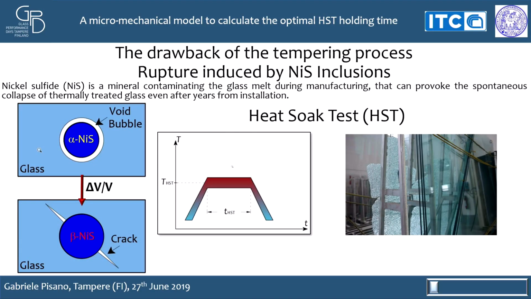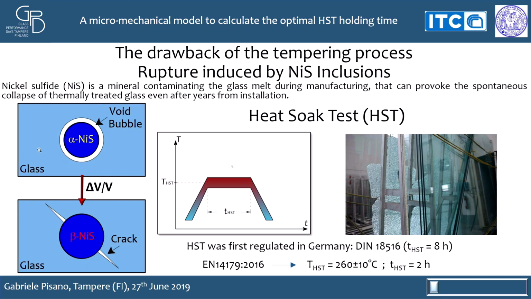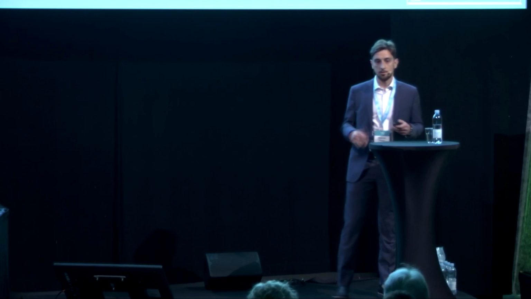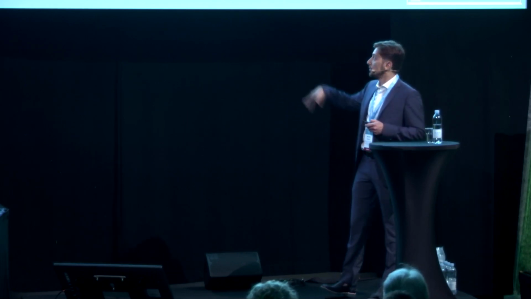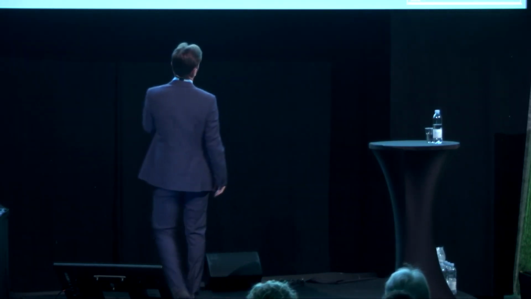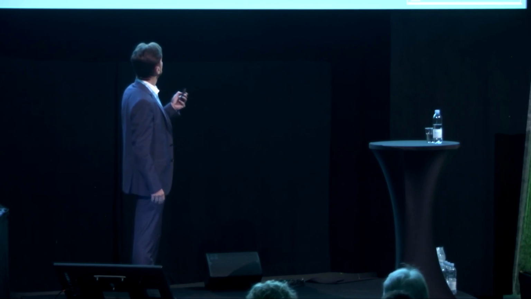Despite all the mitigating measures that industry has adopted, today it is not possible to totally eliminate the presence of nickel sulfide in glass. That is why most standards prescribe the heat shock test, a thermal process whose main aim is speeding up the alpha-beta transformation, so as to have the rupture of critical elements during the test. But in the standards we have a very high variability of the time of the heat shock test, passing from 2 hours for EN 14179 to 8 hours for the German DIN.